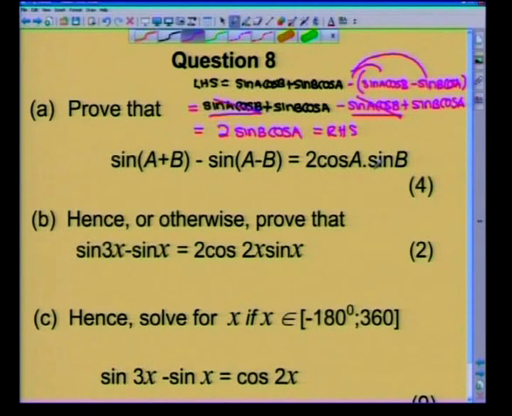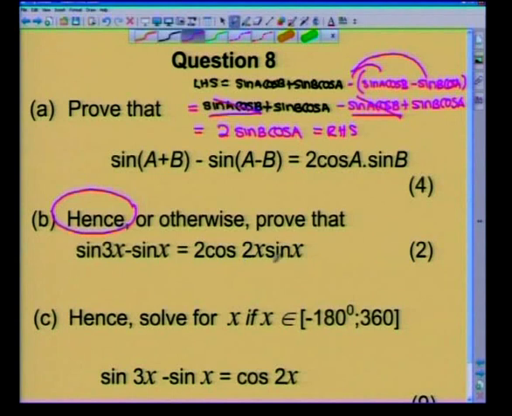Now, this is very important because there are lots of ways I can make this difficult for you. But this next one is a prime example of it. Hence, remember what I said to you? If there's a hence there, sure as eggs, the thing you've done above is going to help you in some way. So in other words, what are they hinting at? If you look at this here, we want 2 cos 2x sine x. So they're saying that A will be 2x and the B will be x.